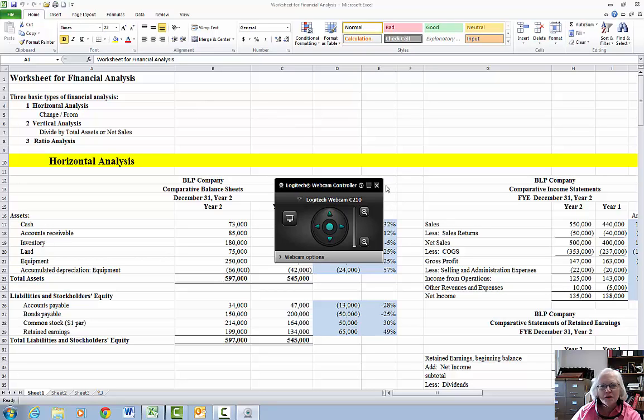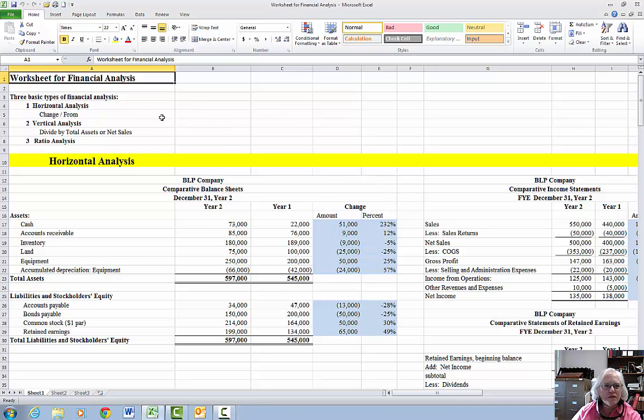Hey folks, we're going to start today with financial analysis. There are three types of basic financial analysis that are done. You can do a horizontal analysis to track trends. My basic formula for that is take the change and divide by what you're coming from.